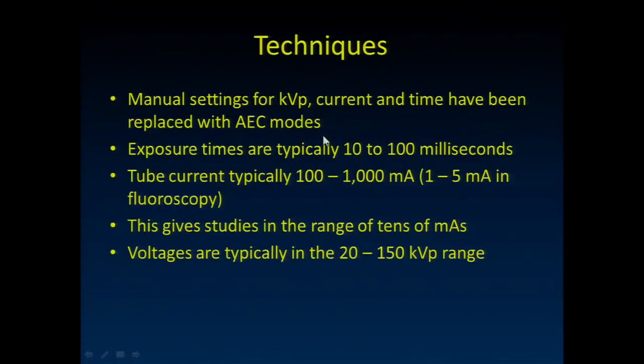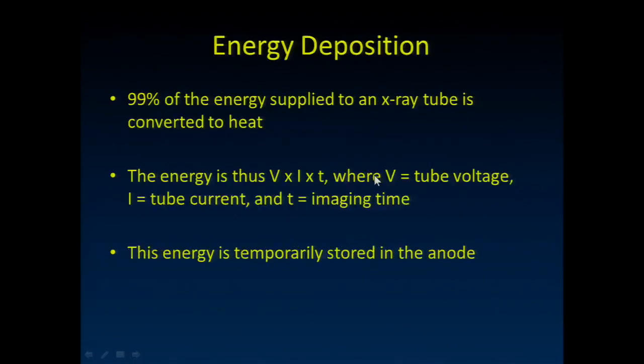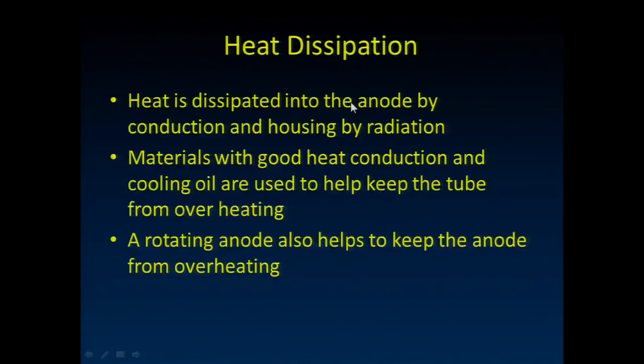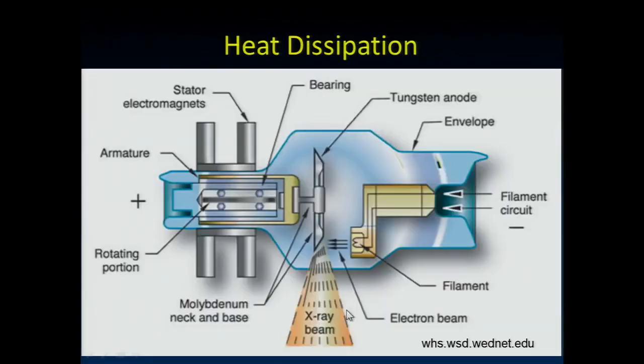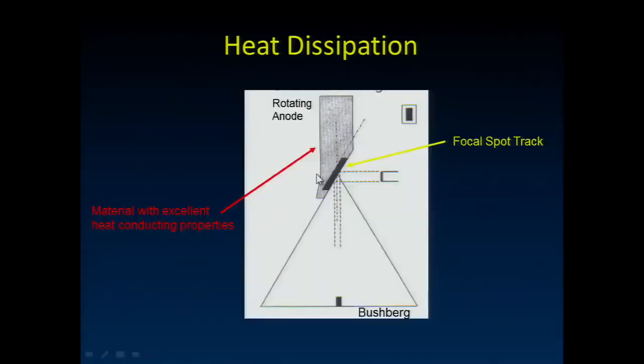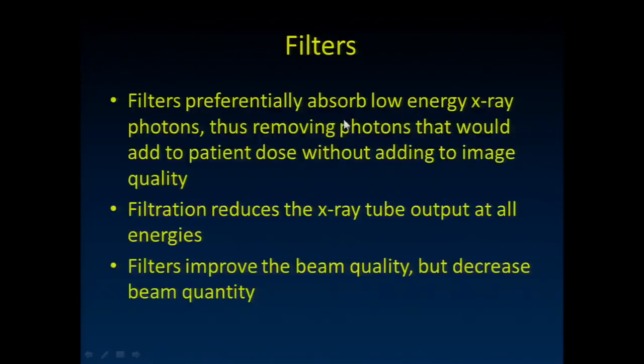This talks about some of the techniques that we use, kind of different values that we use for some of those. We deposit an awful lot of energy in that X-ray tube, right? We deposit a tremendous amount of energy here, which is why we rotate an anode. We make it out of something like tungsten. We try to coat it in some oil to help dissipate that heat and prevent it from being destroyed.